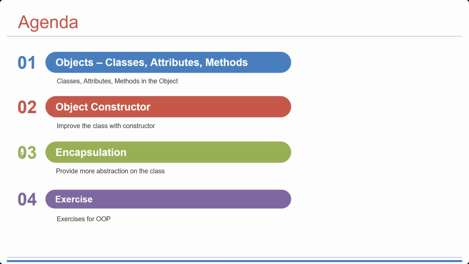And in the third section, we will learn about encapsulation. So encapsulation means we will have abstraction on the class. Okay, so this is the class in Python. And at the end, we will look at the exercise about OOP.